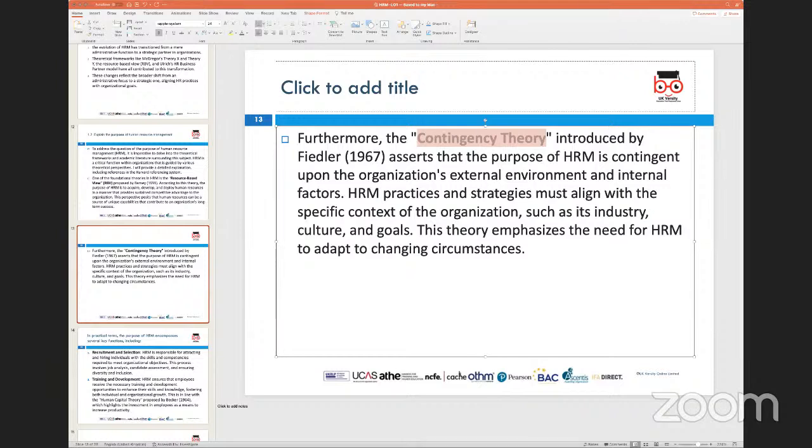Then he introduced what is called situational factors. The situational factors were that if leadership has to be effective, it needs to look at a match between the leadership style and the situational factors within the organization. And these could be the task structure, the relations with the team, and the power position of the leader.